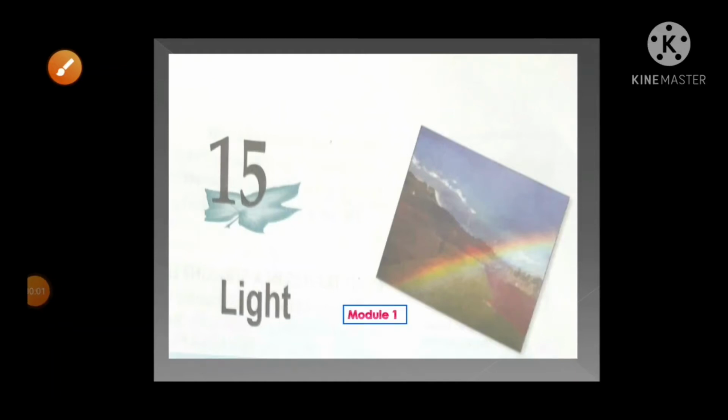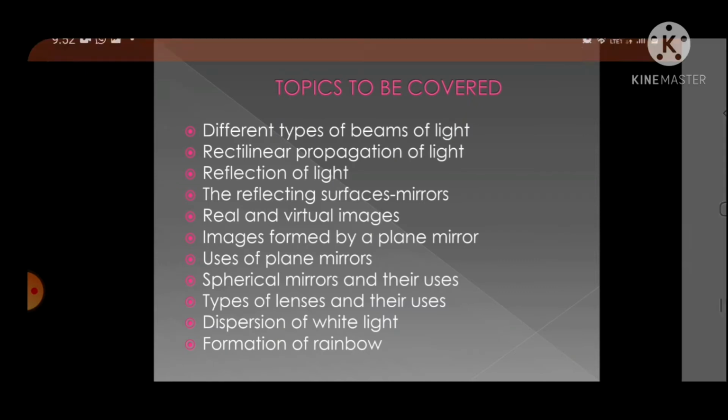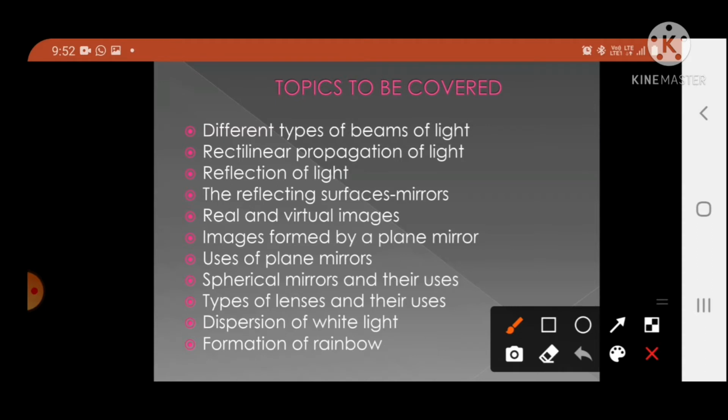Hello everyone, welcome to module 1 of chapter 15, light. These are the topics we are going to cover under this chapter. But in module 1, we'll study different types of beams of light, rectilinear propagation of light, reflection of light, the reflecting surfaces such as mirrors, real and virtual images. The rest of the topics will be covered in the next modules.